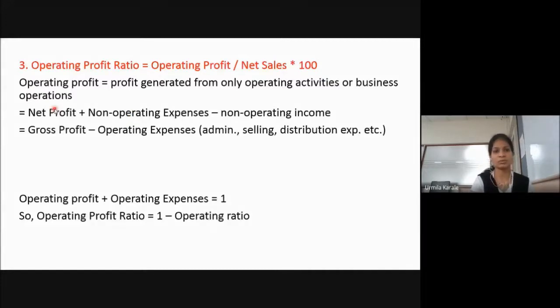From net profit, if I want to find out operating profit, what am I doing? Whatever I have charged to the profit and loss account which is not a business related expense, I have subtracted it, so I am just adding it back again, right? Same way, if I have shown some income on the credit side of the profit and loss account which is not related to the business, then because of that my net profit is looking higher. So I am just subtracting that amount, okay? Non-operating income. For the time being, understand.